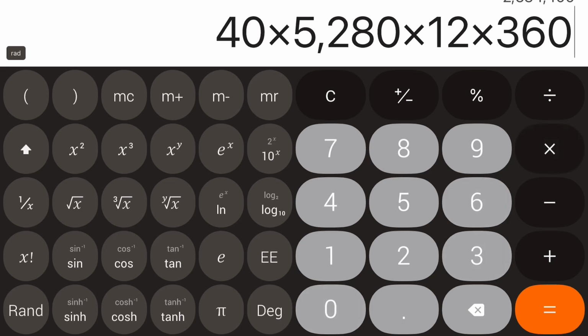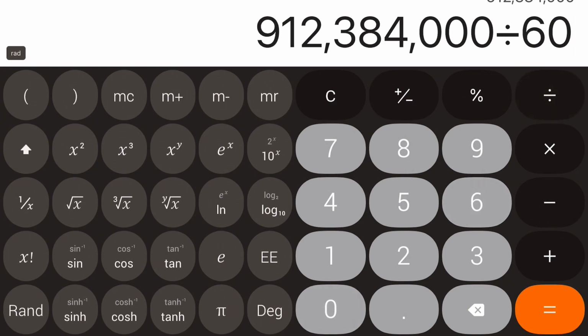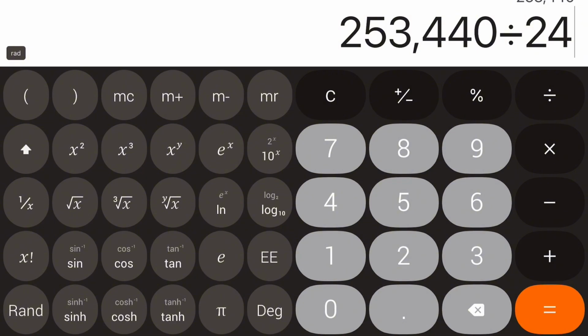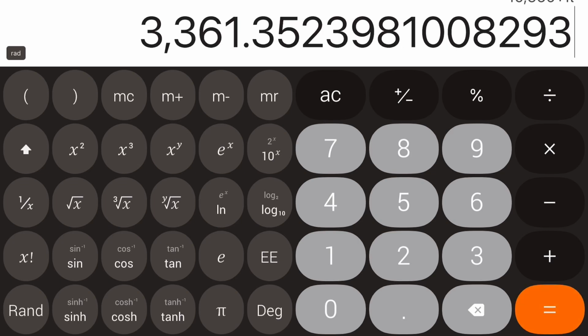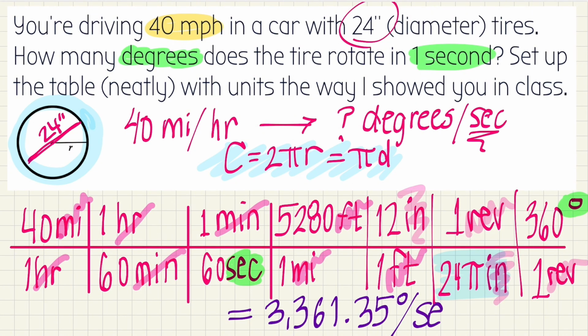So the numbers in the numerator that I would need to multiply are as follows. You should have the same numbers. Obviously, I don't need to do times 1. Then individually divide by each component of my denominator. So divided by 60 for the 60 minutes, divided by 60 again for the 60 seconds. Divide by 24 for the 24 pi, enter, divided by pi, enter. What we get is 3,361.35 degrees per second. So when all is said and done, we get 3,361.35 degrees per second. And that's your final answer.